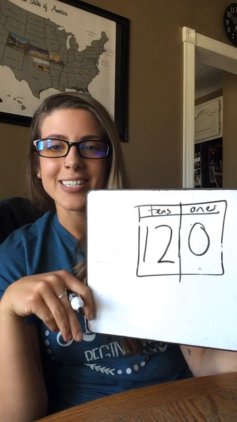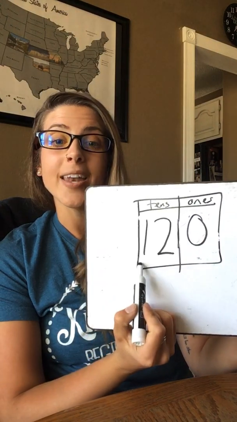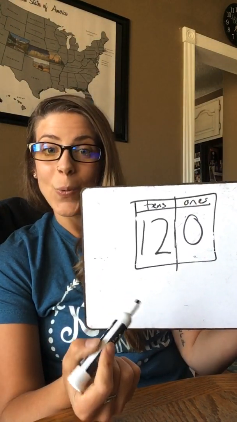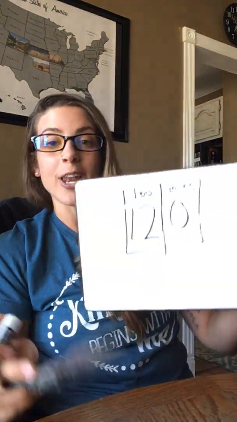What's my number? I have 0 in the ones place and 12 in the tens place. Show and say it in 3, 2, 1. What's that number? 120. Woohoo! All right, now we're going to work on some story problems now that we've had a quick fun game to warm up.